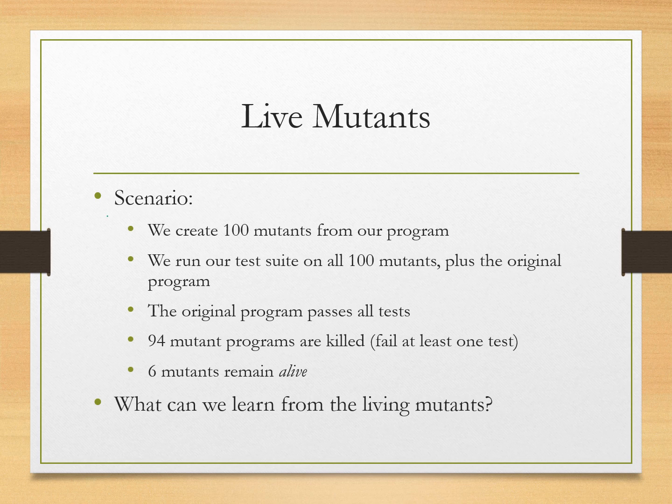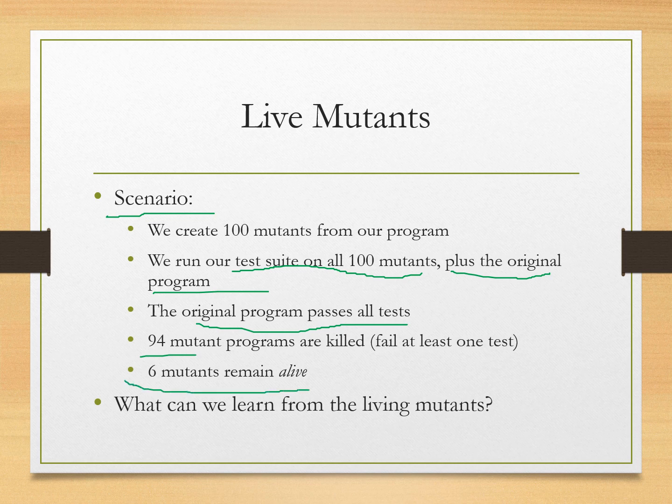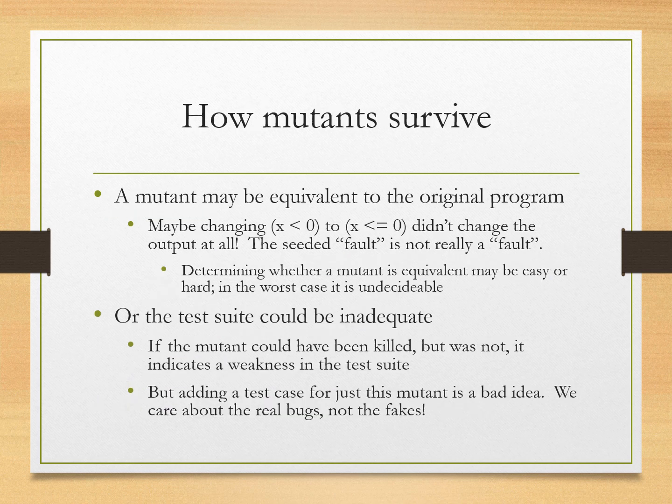Scenario, live mutants. We create 100 mutants from our program and run our test suite on all 100 mutants plus the original program. The original program passes all tests, 94 mutant programs are killed, failing at least one test, and 6 mutants remain alive. We can learn from the living mutants.